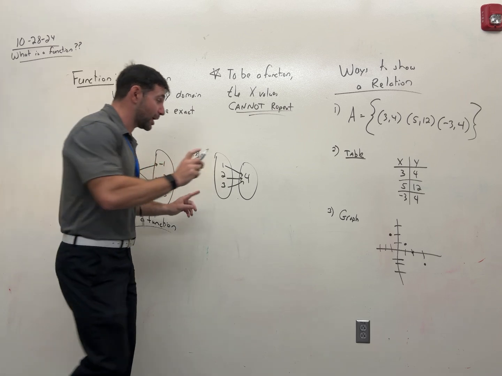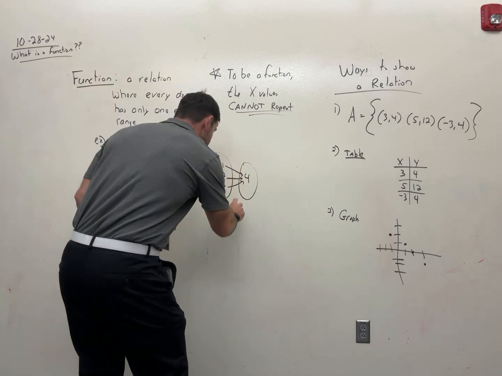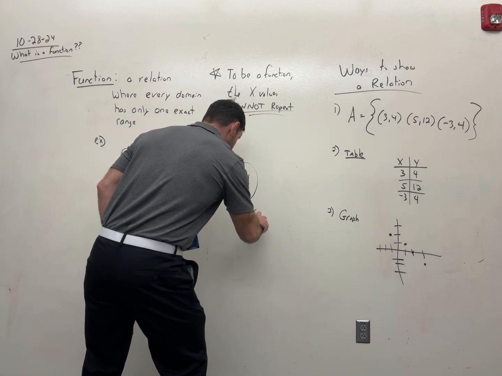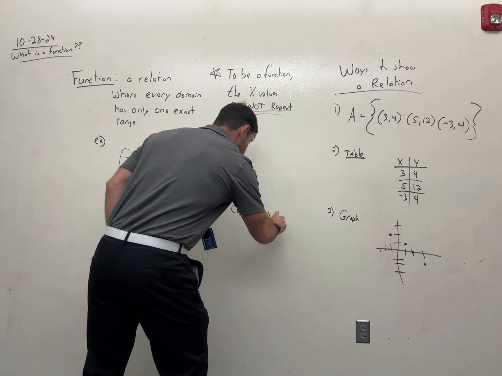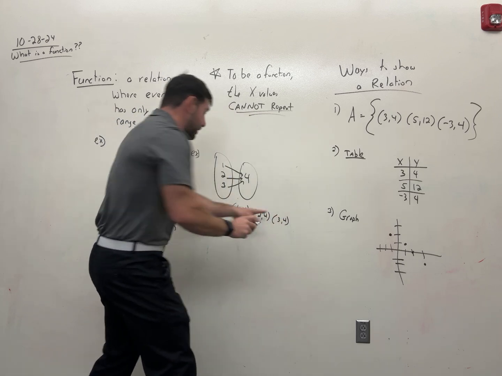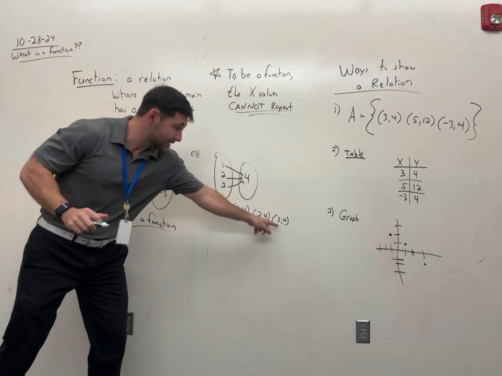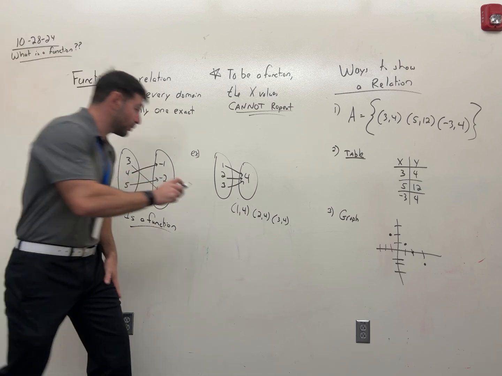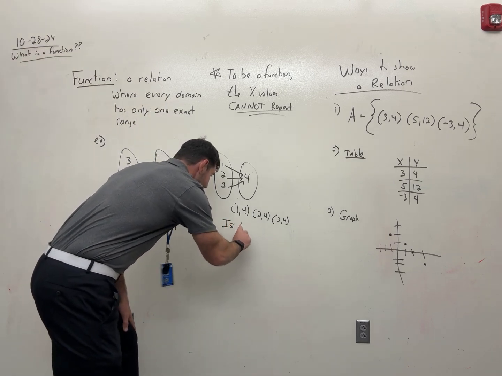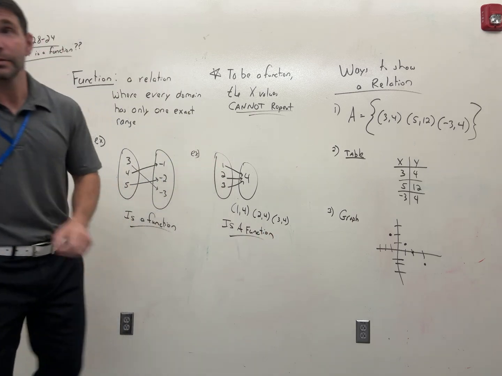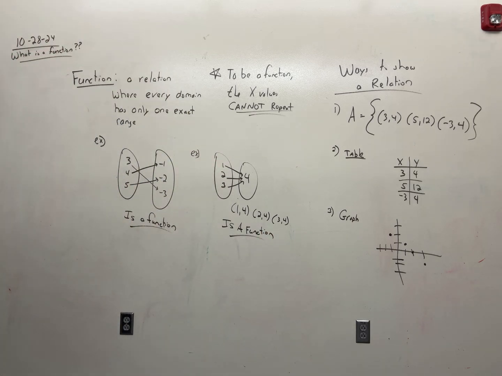So see the ordered pairs. Now watch. Let's do this first. What are my ordered pairs? Well, the ordered pairs are 1, 4, 2, 4, 3, 4. That's what that mapping says. Do my x's repeat? No. So this is a function. Still with me? Okay.